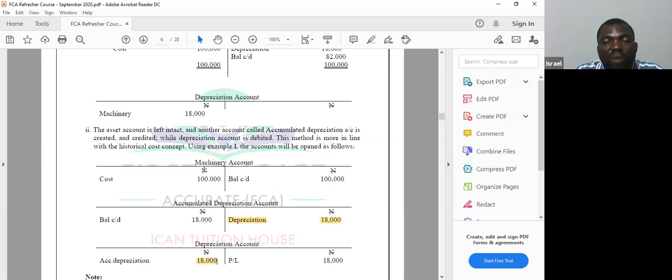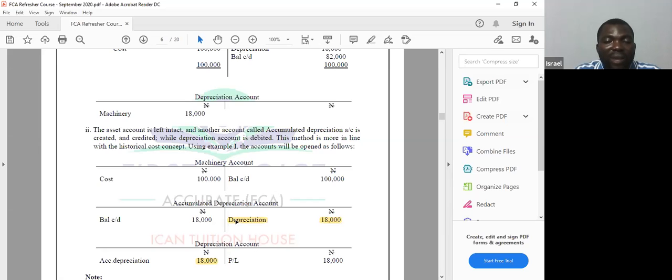Please, they are different from each other. Accumulated depreciation is the addition of the previous amounts together to get the total amount that you have removed from the cost of the asset. That's accumulated depreciation. So we have that 18,000, and you write off our depreciation.